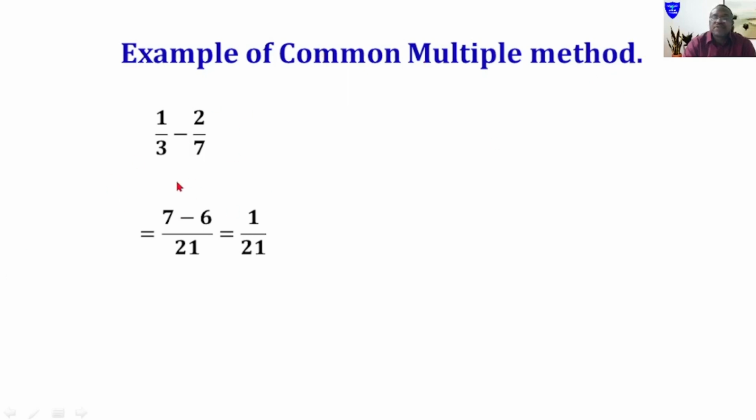Now, under this method, what we do is we think of a number that can be divided by 3 without leaving a remainder. We can also divide that number by 7 exactly without leaving a remainder. Now, in this case, that number is 21. 21 can be divided by 3 exactly, and 21 can be divided by 7 exactly.